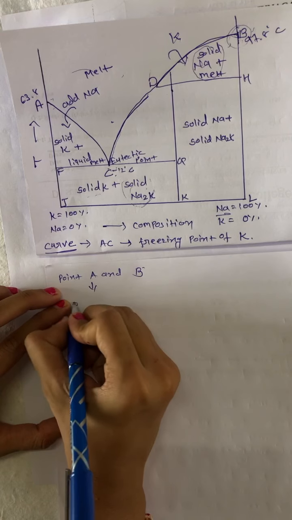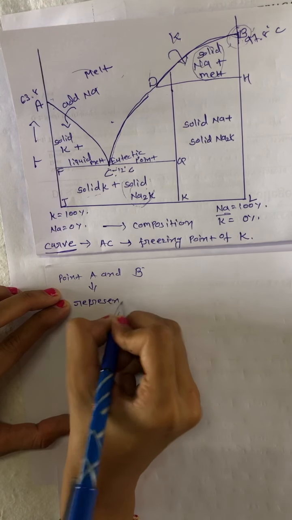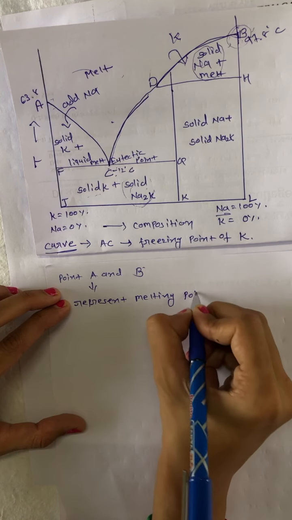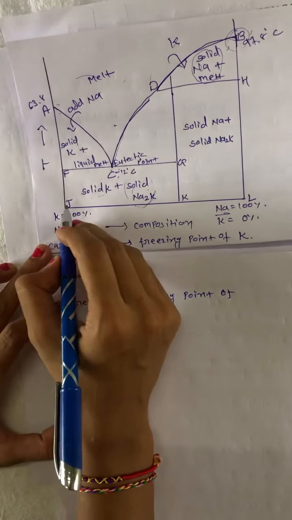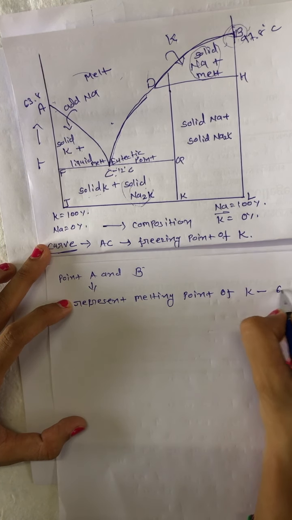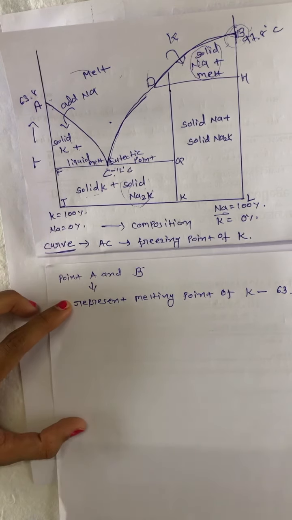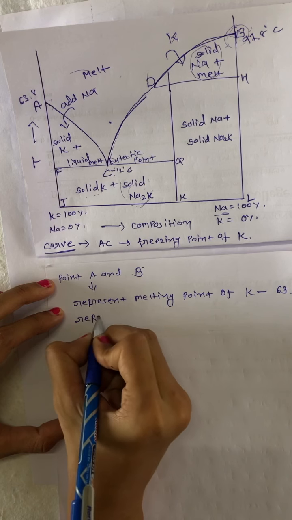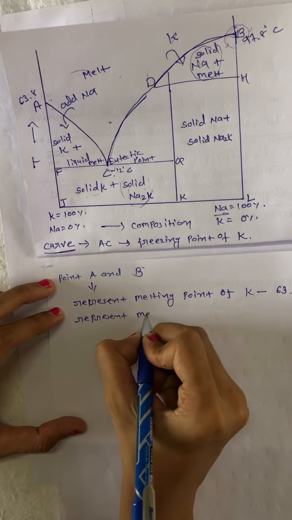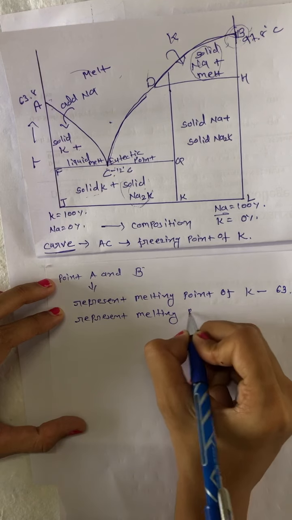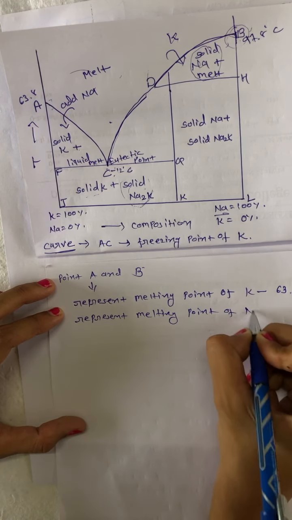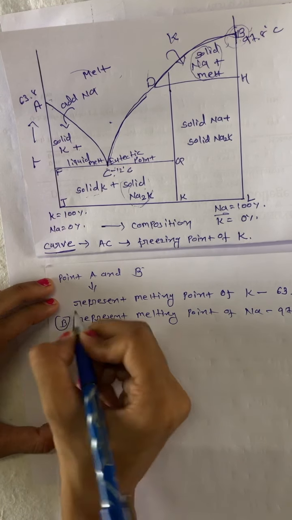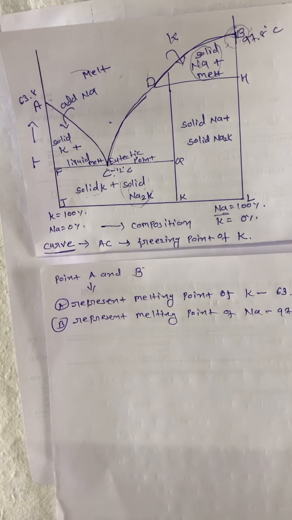Point A represents the melting point of K, that is 63.8 degrees Celsius, and point B represents the melting point of Na, that is 97.8 degrees Celsius. This is point B and this is point A, right?